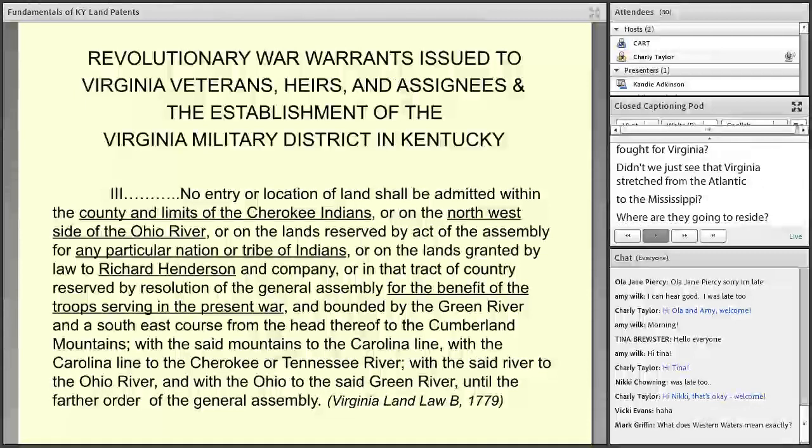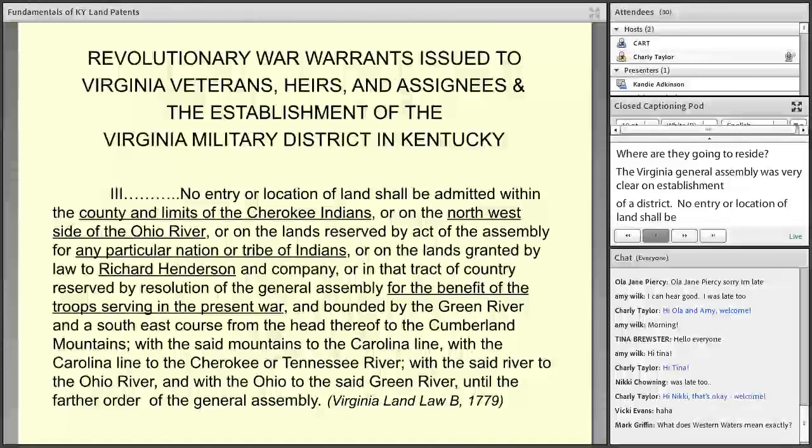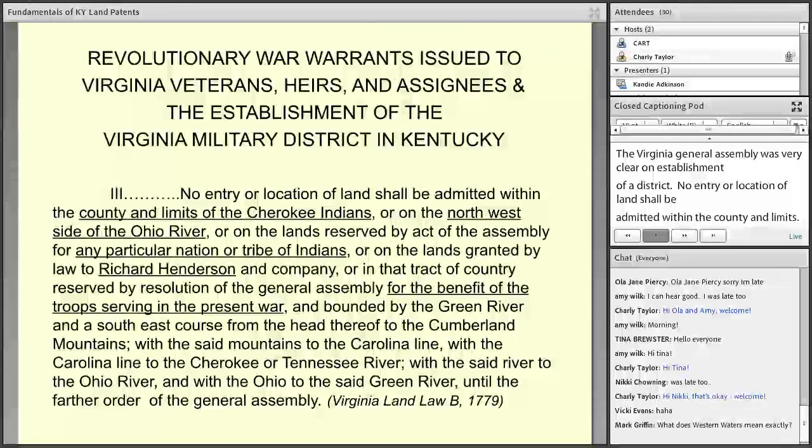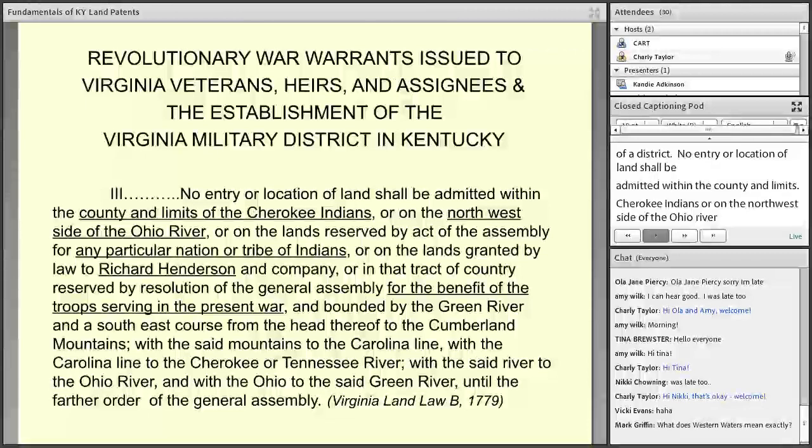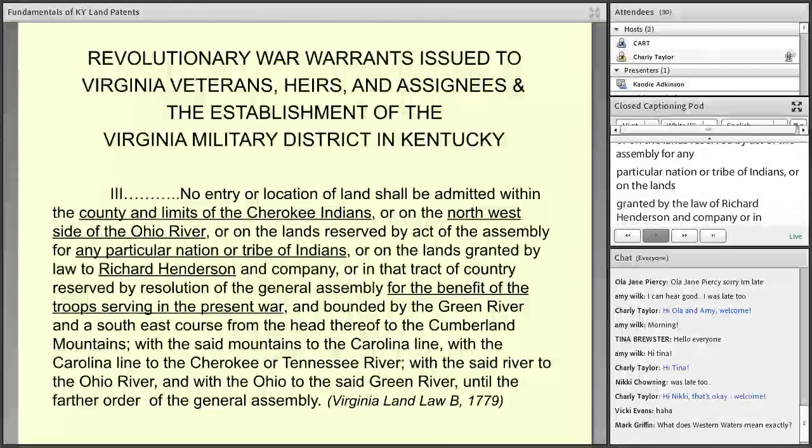The Virginia General Assembly was very clear on the establishment of a district. No entry or location of land shall be admitted within the county and limits of the Cherokee Indians, or on the northwest side of the Ohio River, or on the lands reserved by act of the assembly for any particular nation or tribe of Indians, or on the lands granted by law to Richard Henderson and Company. He will be the only surveyor who will receive an allotment for his services with the Transylvania Surveying Company.